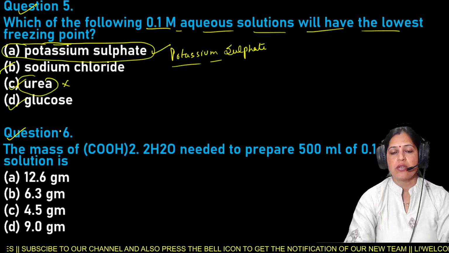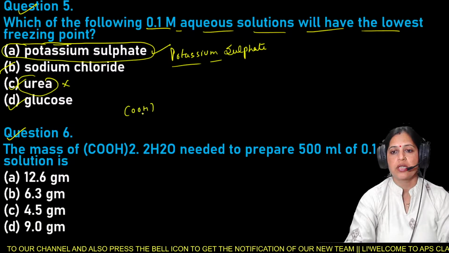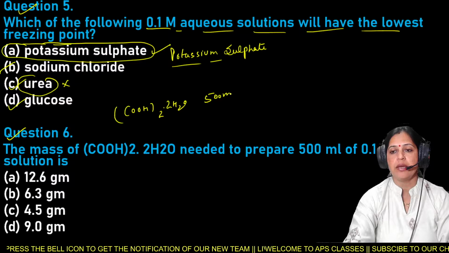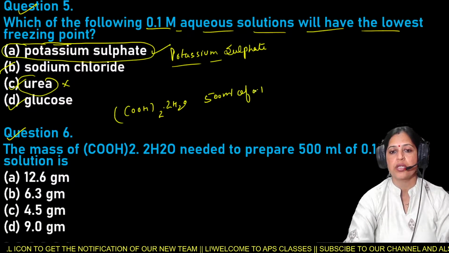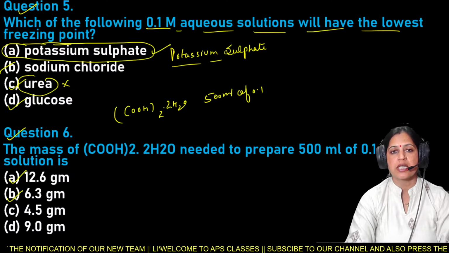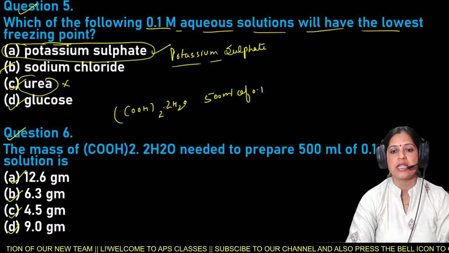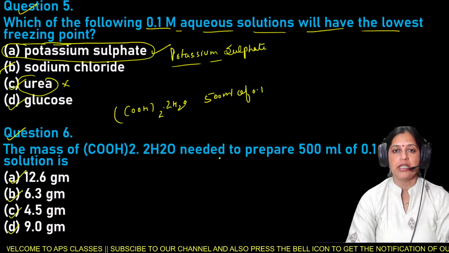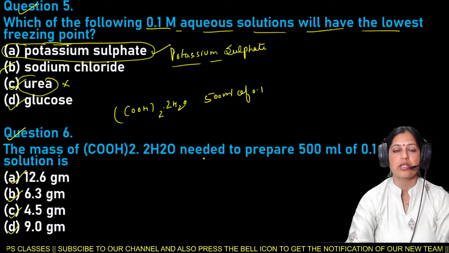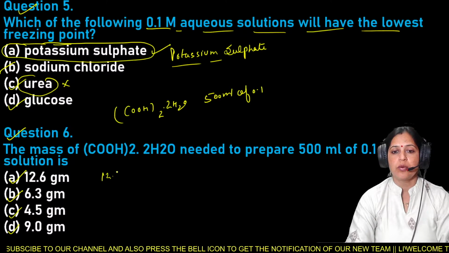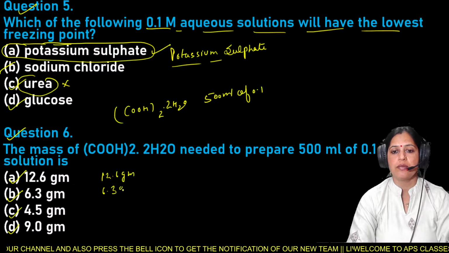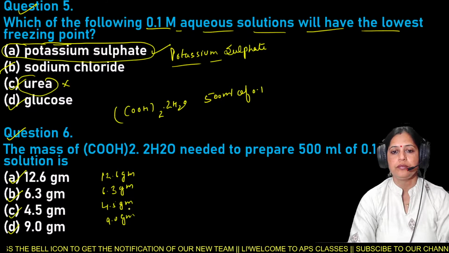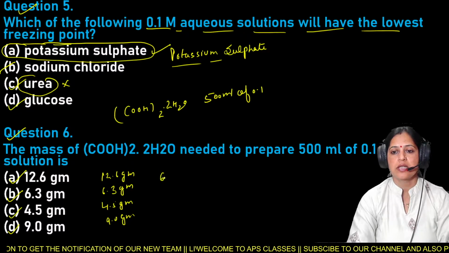Next is question number 6: the mass of COOH twice multiplied by 2 molecules of water needed to prepare 500 ml of 0.1 molar solution is: A, 12.6 grams; B, 6.3 grams; C, 4.5 grams; and D, 9.0 grams. So beta, the right answer is 6.3 grams.